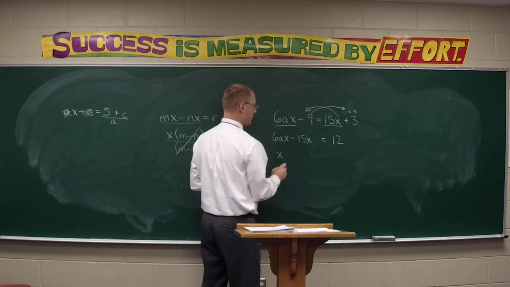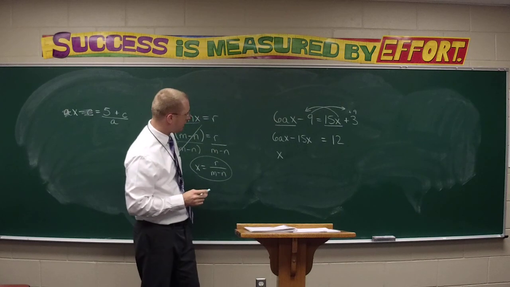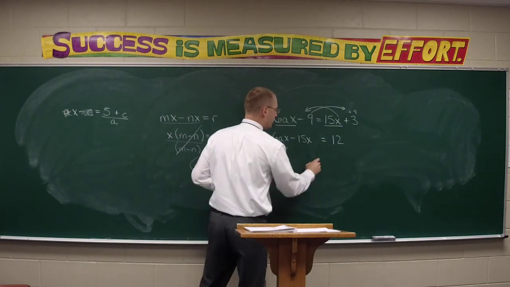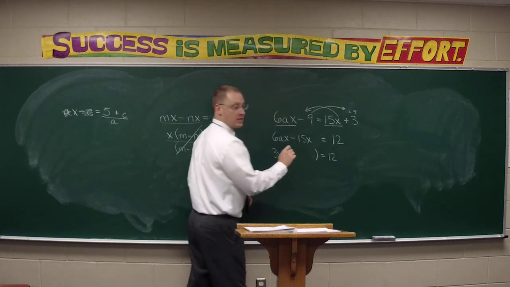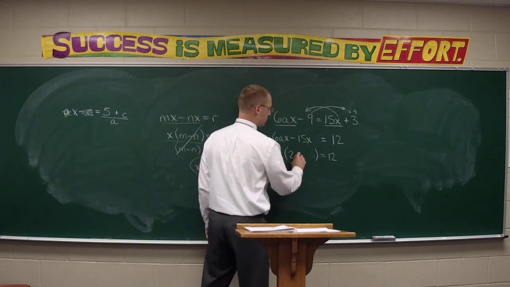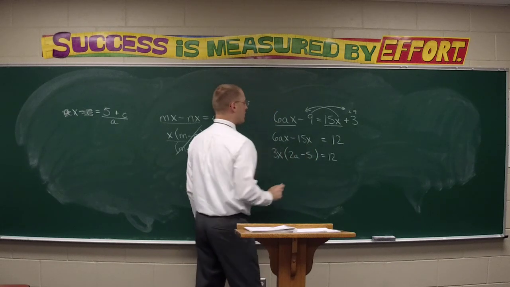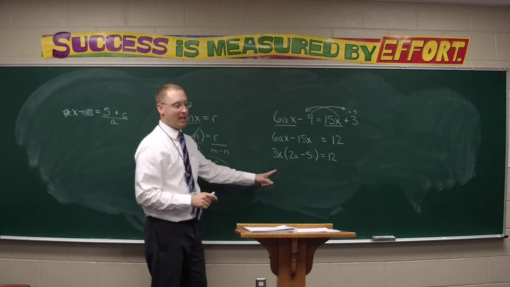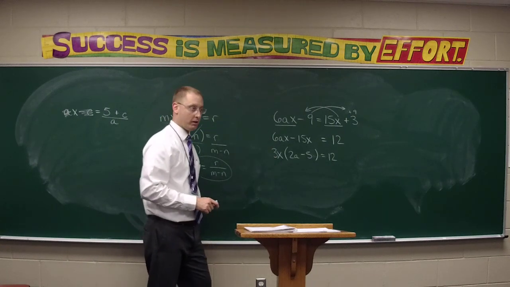I'm going to pull out, well, I can pull out more than just an x here. What else could I factor out? A 3x, leaving me with what in parentheses here, Brandon? 2a minus 5. There we go. So we have 3x times 2a minus 5. And to get the x by itself, what do I have to do now, Maddie?